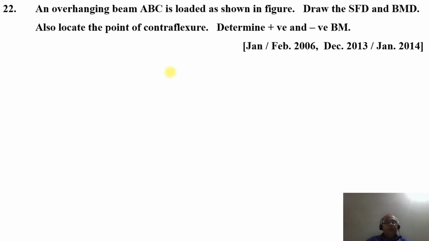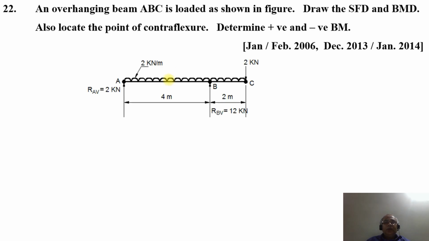Now, we're going to take up one more problem. Problem number 22. An overhanging beam ABC is loaded as shown in the figure. Draw the SFD and BMD. Also locate the point of contraflexure. Determine positive and negative bending moment.